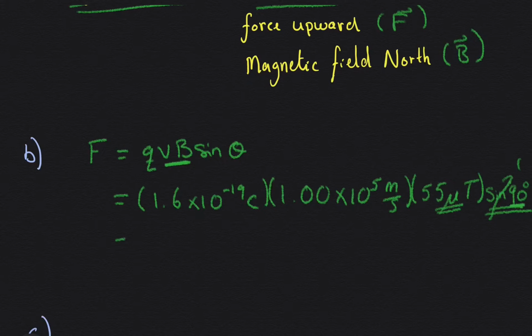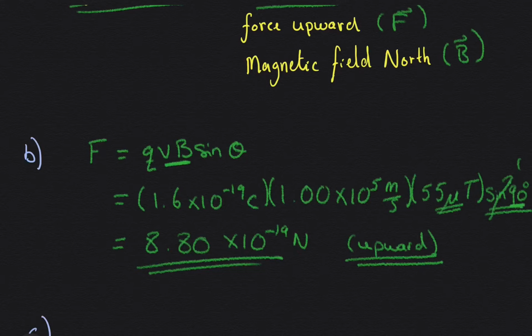All right, so when you plug this into your calculators, you will get 8.80 times 10 to the negative 19 newtons upward. So that is the direction and the magnitude. Part C is a comparative question. It says, calculate the gravitational force on the proton and compare it with the magnetic force.